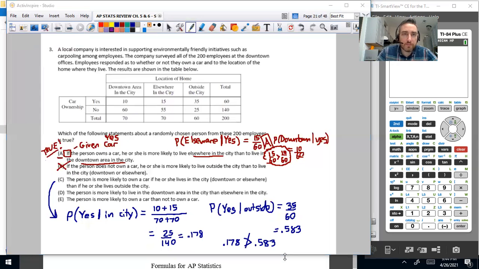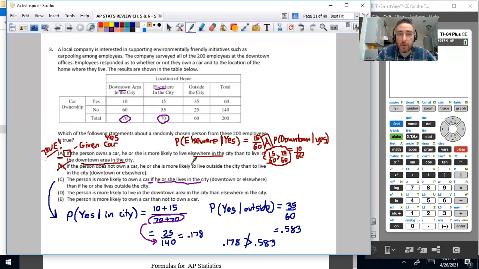All right, let's look at C. The person is more likely to own a car if he or she lives in the city than if he or she lives outside the city. So in this case, your denominator is actually the totals down here. So let's look at the in the city. In the city is a combination of downtown and elsewhere. Those totals are 70 and 70. So that in the city, that overall totals would be 140, and that's going to be down here.